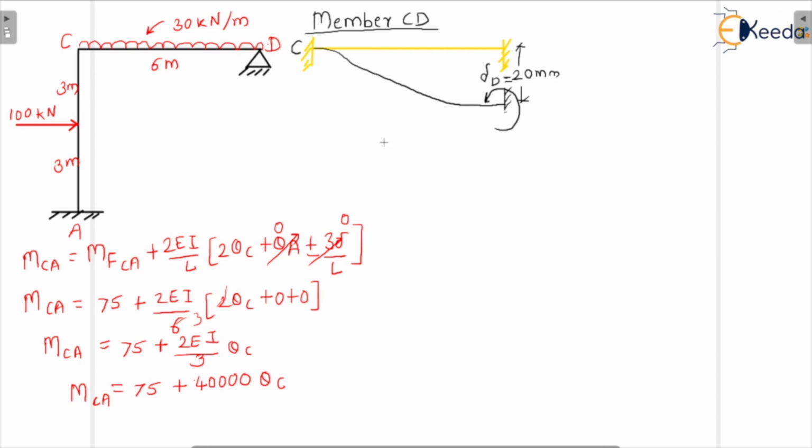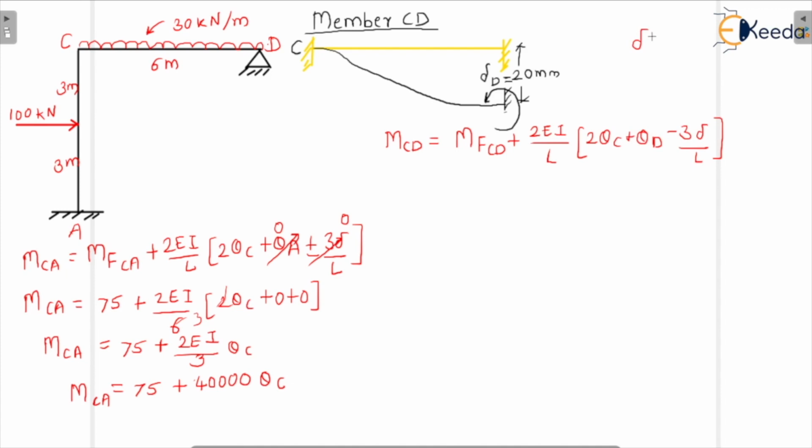So let's write down the equation for M of CD. M of CD is equal to fixed end moment MF of CD plus 2EI by L. This L and this L is same. Better I'll write a capital L, I mean it is the span, the length of that particular member. So 2EI by L, 2 theta C plus theta D minus 3 delta by L.